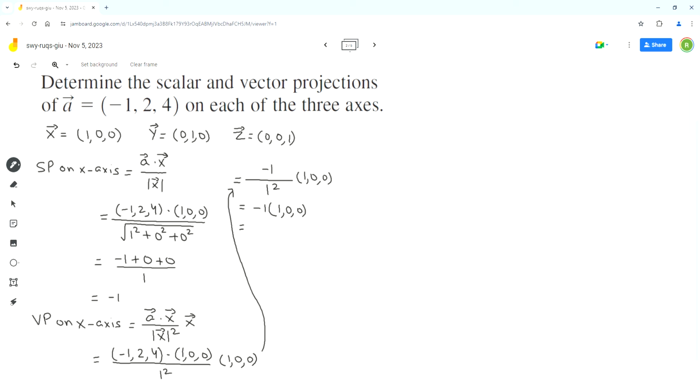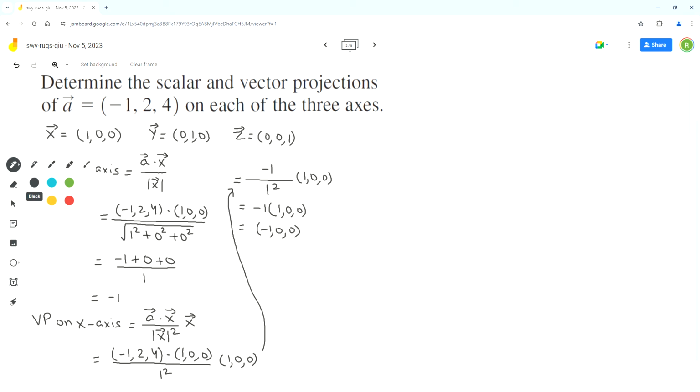Now we can do the scalar multiplication. We'll multiply the vector by negative 1, so we multiply each component by negative 1. So this is the vector projection on the x-axis.